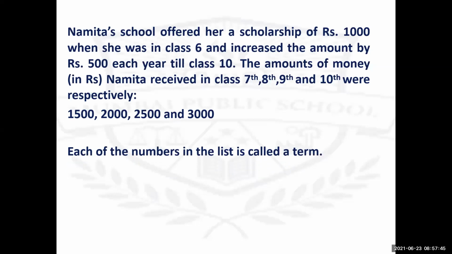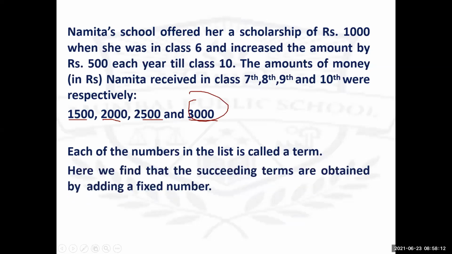Each of the numbers in the list is called a term. So whatever numbers are there, each number is called a term. 1500, 2000, 2500, 3000, each number here represents a term. Here we find that the succeeding terms are obtained by adding a fixed number. Now see, what do you observe here? The change which you see in the succeeding numbers is by addition of a fixed number. You can see a fixed number which has been added. That fixed number is nothing but 500 rupees.